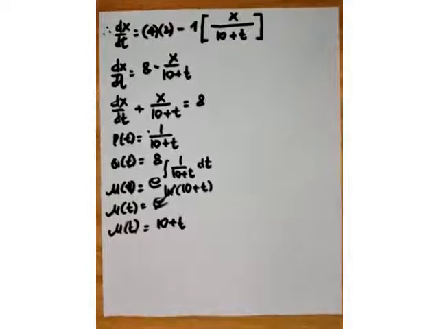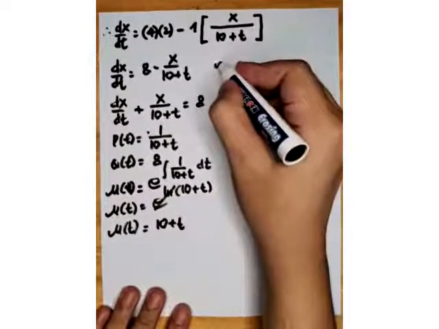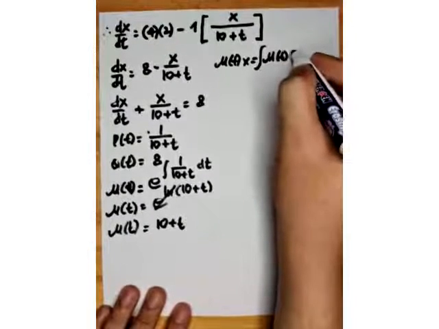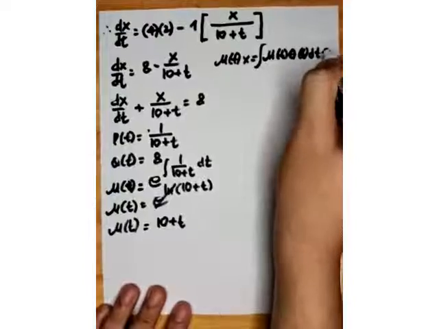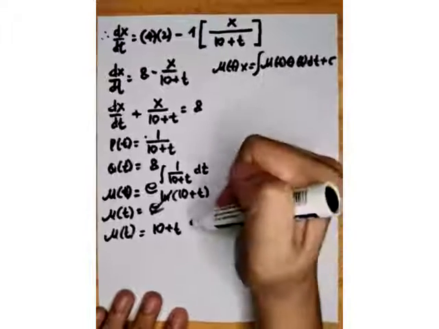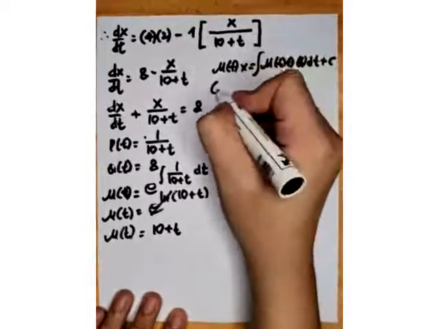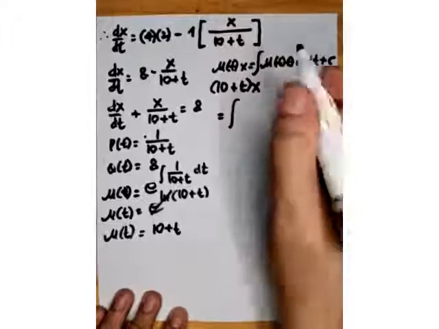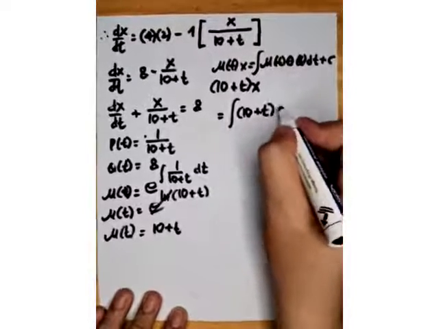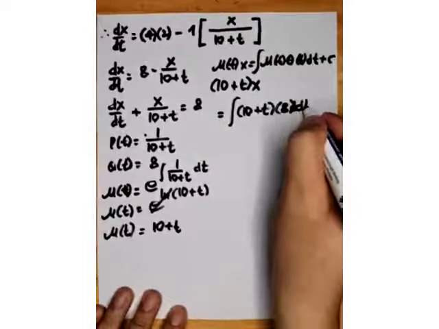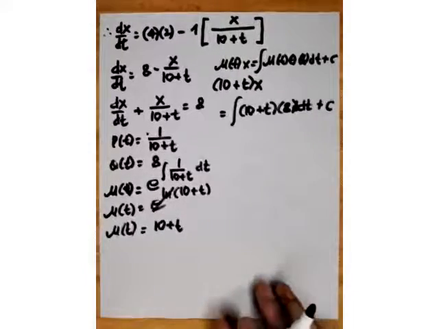So, natatandaan niyo pa ba yung linear natin? Ano yung formula? Diba ang formula natin ay mu of t times x is equal to the integral of mu of t times q of t dt plus c. So that's our formula. So let's just substitute our integrating factor. So we'll have 10 plus t times x, ayan, is equal to the integral of 10 plus t times q dt, which is 8 dt, plus c. So we integrate na lang ito.